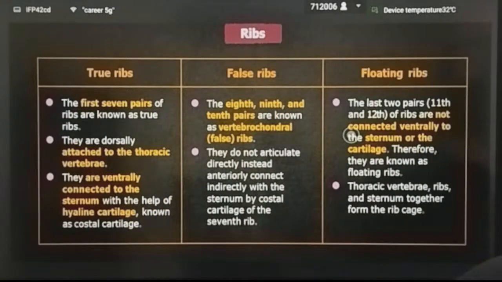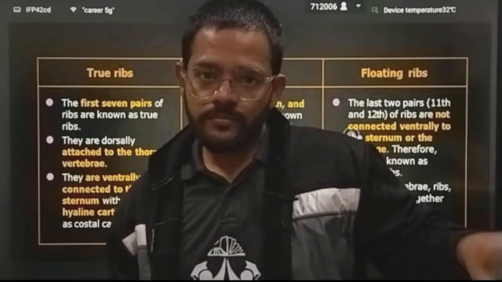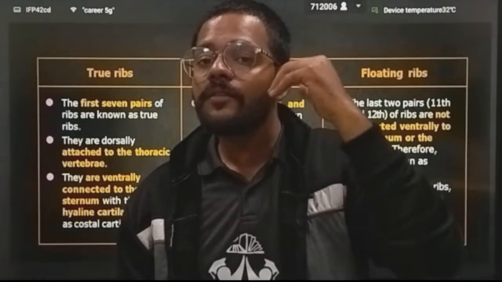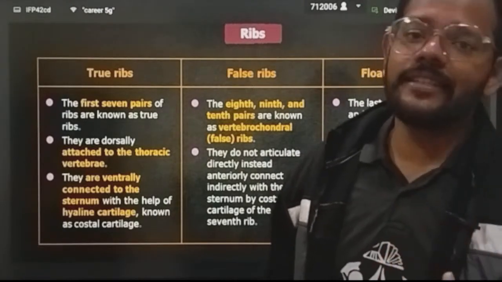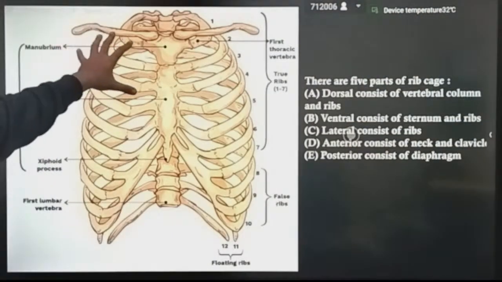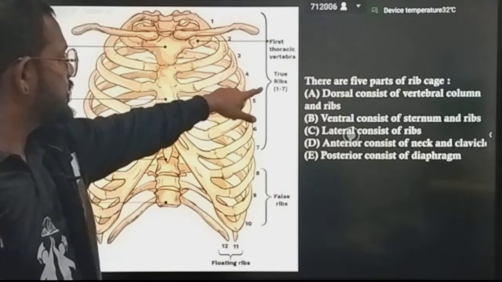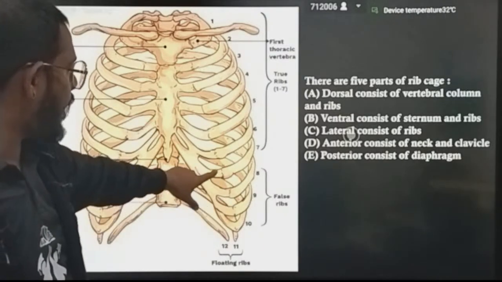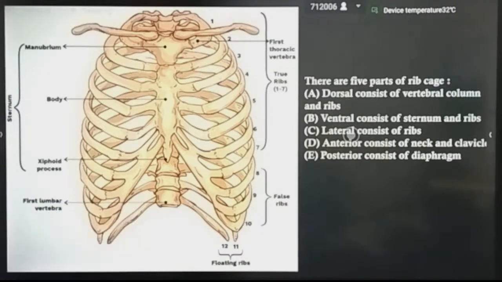The vertebral column, ribs and your sternum, all three together with upper and lower parts, form your rib cage, in which your lungs, heart, and glands like the thymus are present. So this is your rib cage. It starts from the first thoracic vertebra. Then the first 7 are your true ribs, then 8, 9, 10 which are part of the 7th rib. Then you have two pairs of floating ribs which are the 11th and 12th pairs.